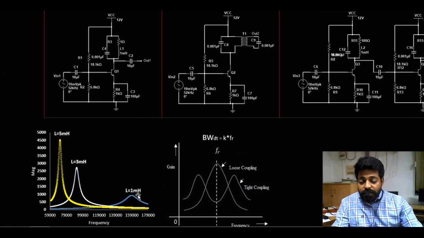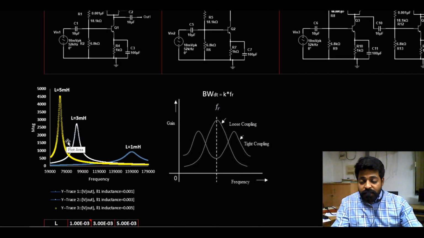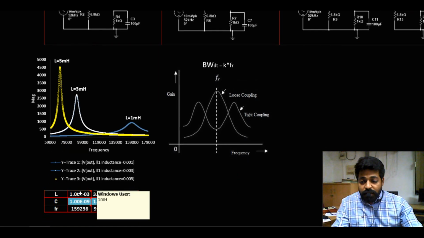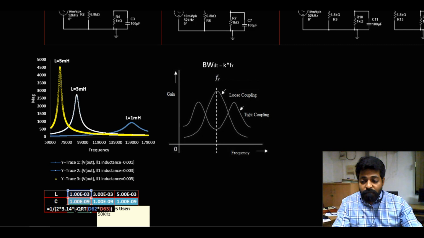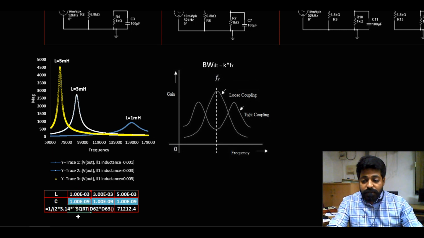I will be using a parameter sweep from 1 milli to 5 milli, and I have a formula here. When I keep 1 milli with a capacitance value of 0.01 micro, the resonant frequency for this one is, you can see the formula, 1 by 2π square root of L into C. So we'll get a resonant frequency of 159 kilohertz. When you keep 1 millihenry, you will be getting 159 kilohertz.